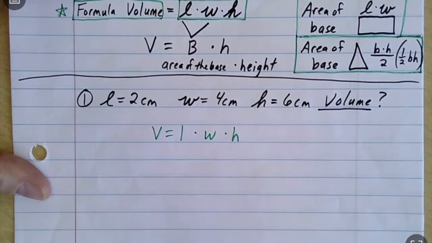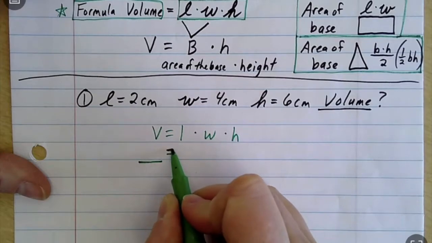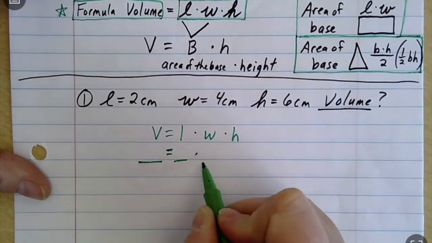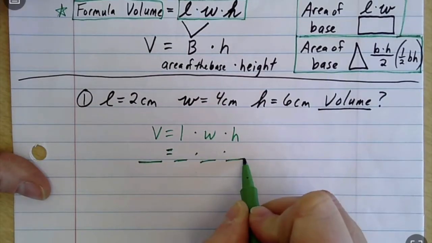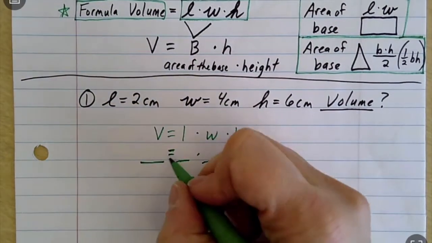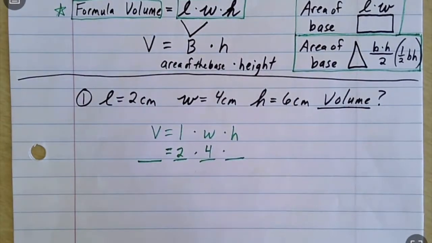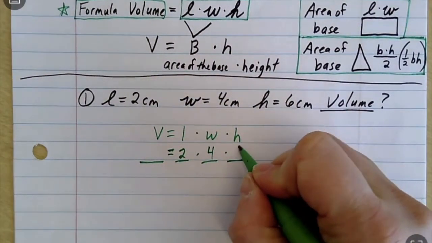I like writing the formulas out, and then I like putting the blanks under volume. You've got your equal sign. You have a blank under L, a blank under W, and a blank under H. Fill in the ones you know to help you solve this. Our length was 2, so that goes under the L. The width was 4, that goes under the W. And the height was 6, so that goes under the H.